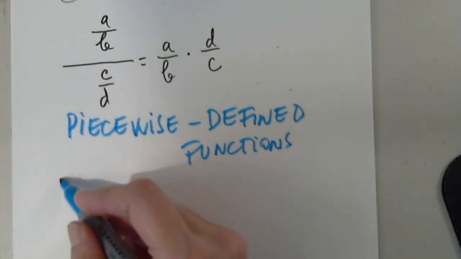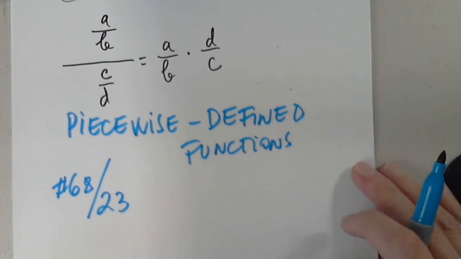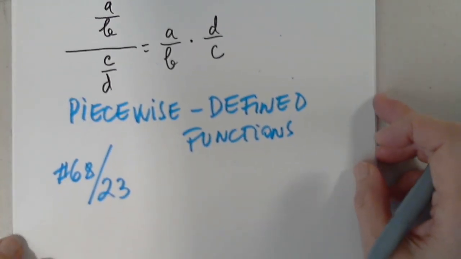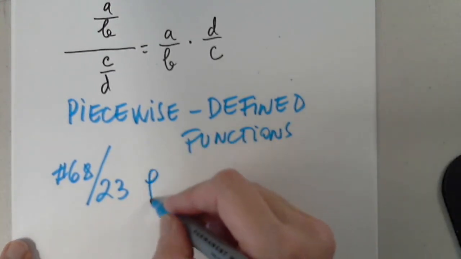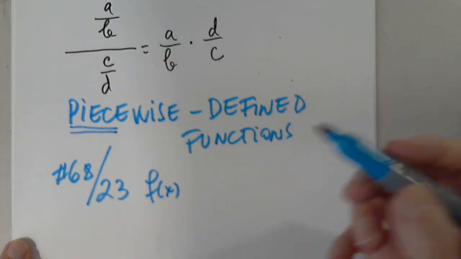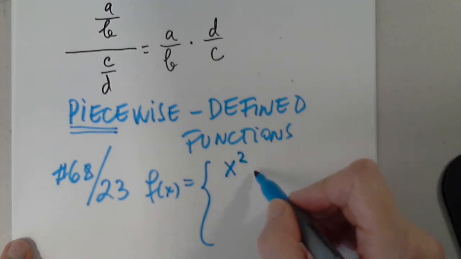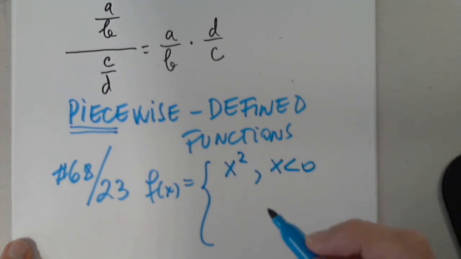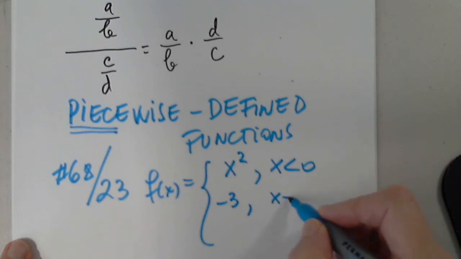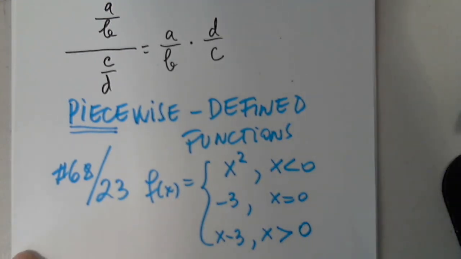So I'm looking at problem 68 on page 23. You may remember or you may not remember how a piecewise defined function looks, but it's defined in different pieces, not just one. It has more than one piece. Well, it happens that this one has 3. X squared for x less than 0, negative 3 for x equal to 0, x minus 3 for x greater than 0. We're asked to graph this function.